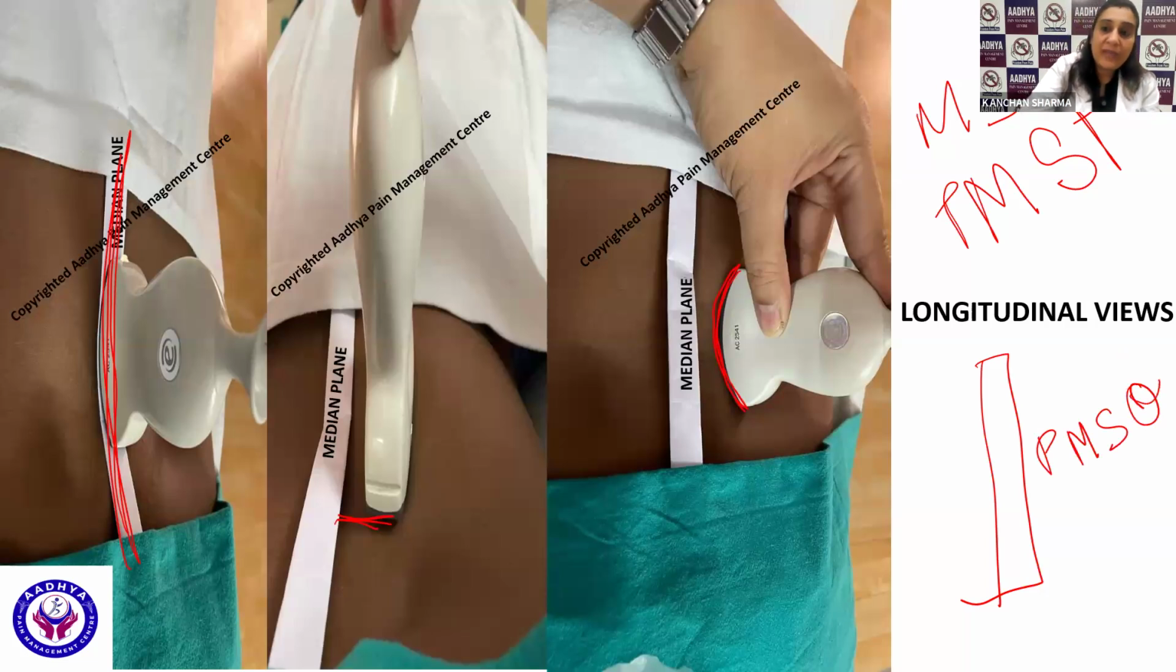So we have the median sagittal view, we have the paramedian sagittal view, and we have the paramedian sagittal oblique view. Sagittal, I hope by this time you are well tuned to that. Sagittal means we are just cutting the structures into right and left. Okay. And we are looking at the longitudinal axis of that structure.